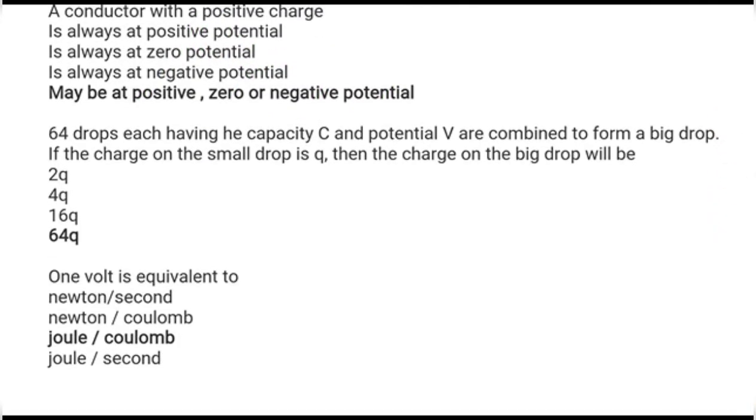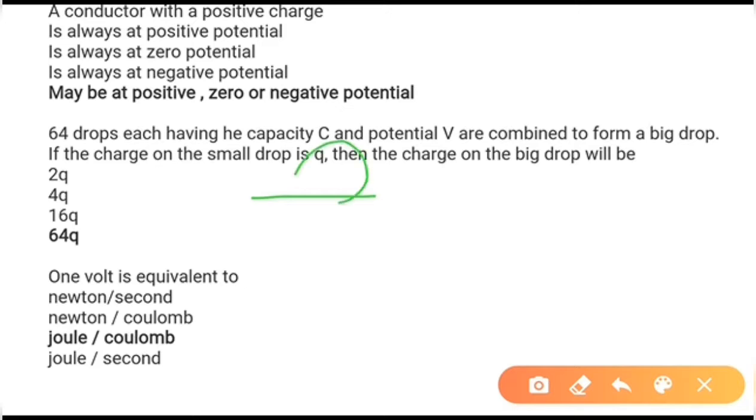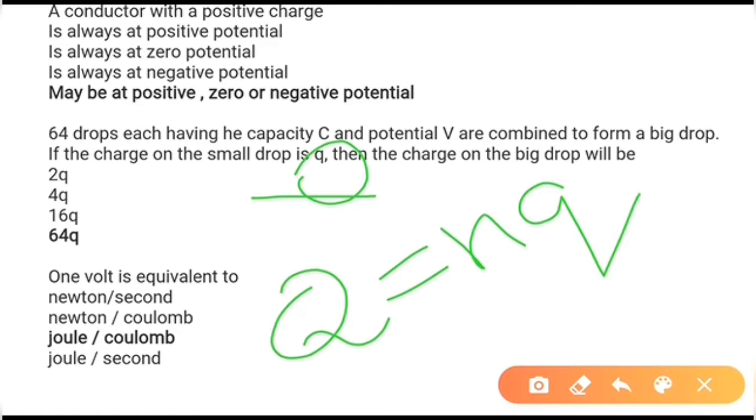Next question. 64 drops, each having the capacity C and the potential V, are combined to form a big drop. If the charge on each small drop is q, what is the total charge on the big drop? We know that total charge equals the algebraic sum of the individual charges. So Q is equal to nq. Here n equals 64 drops, so the total charge will be 64q. So the fourth one is the correct answer.